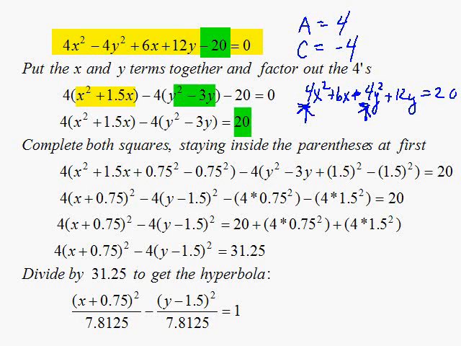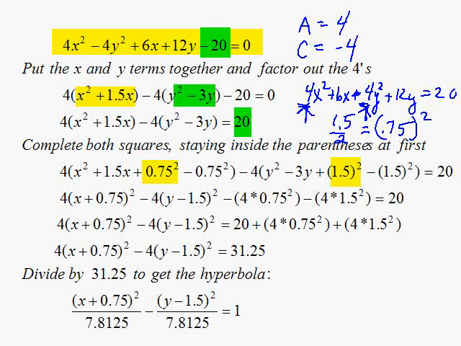Now we complete the square inside the parentheses. So that means I'm going to take the 1.5, divide it by 2, and get 0.75 and square that. Same with the 3. I take the negative 3, divide by 2, and get 1.5 and square that. And so you'll see that term right here. Here, I added it in here, and I added it here.